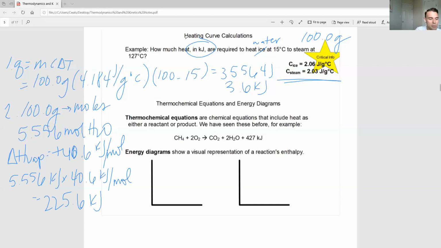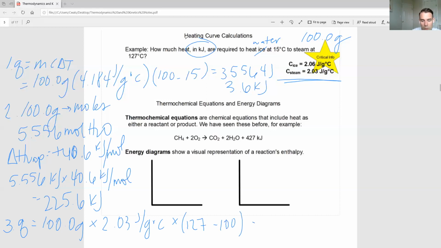And then the third step is going to be Q equals mc delta T. But now I'm steam, so I'm going to use the C for steam. So Q equals, we're still with 100 grams, times 2.03 joules over grams degrees Celsius, times the change in temperature, 127 minus 100. Add that up. 5481 joules. In sig figs, in kilojoules, 5.5 kilojoules.